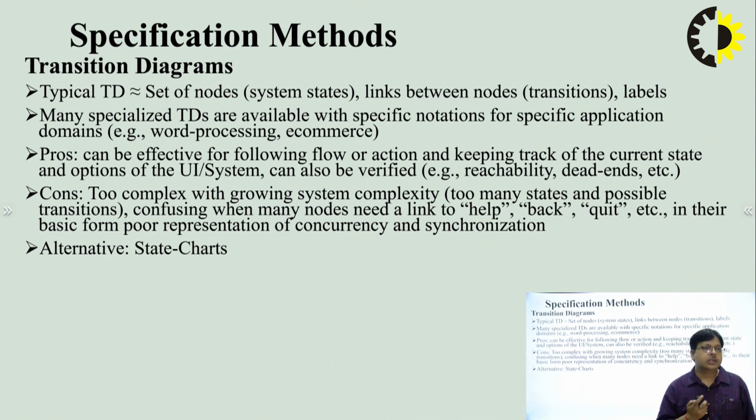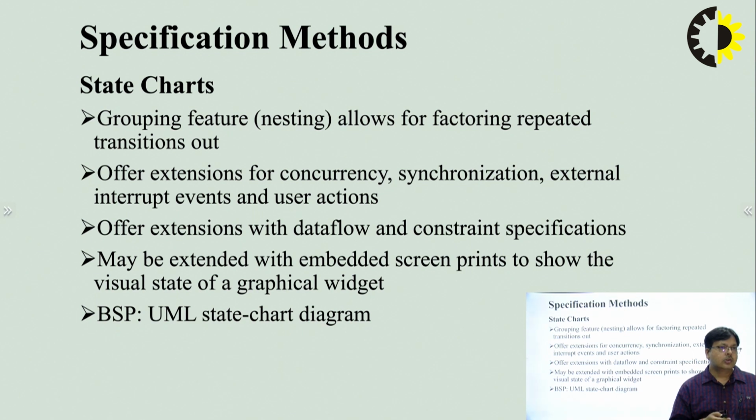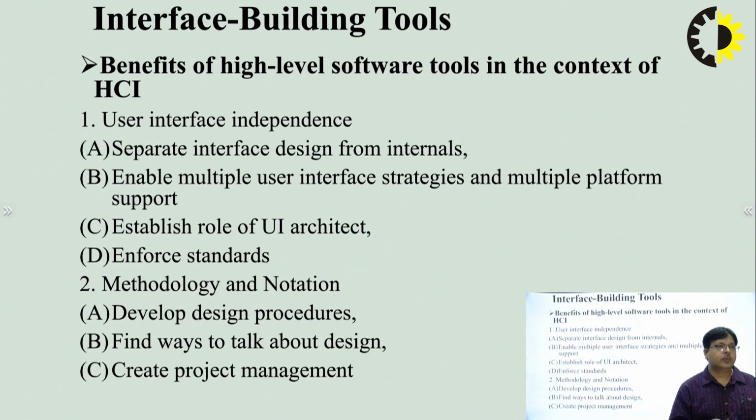So an alternative to the transition diagram is that we should use state charts. State charts are clearer and more precise than transition diagrams. So in state charts, we group various features in nested form, offer extensions for concurrency and synchronization, and offer extensions with data flow and constraint specification. And these state charts use UML state chart diagrams, right? So now, what are the benefits of using high level software tools in the context of human computer interface?